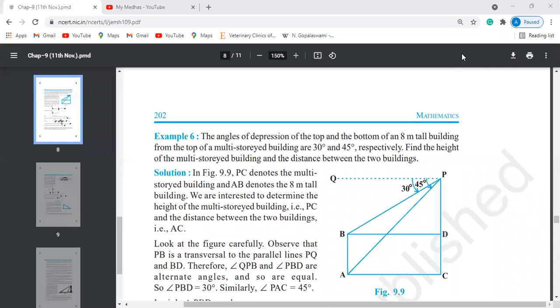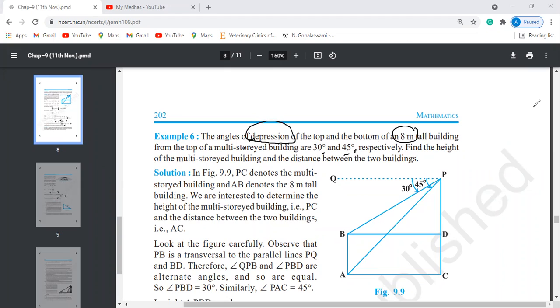Look here. The angles of depression. You should be aware of this term properly. The angles of depression of the top and the bottom of an 8-meter tall building, from the top of a multi-story building, are 30-degree and 45-degree.